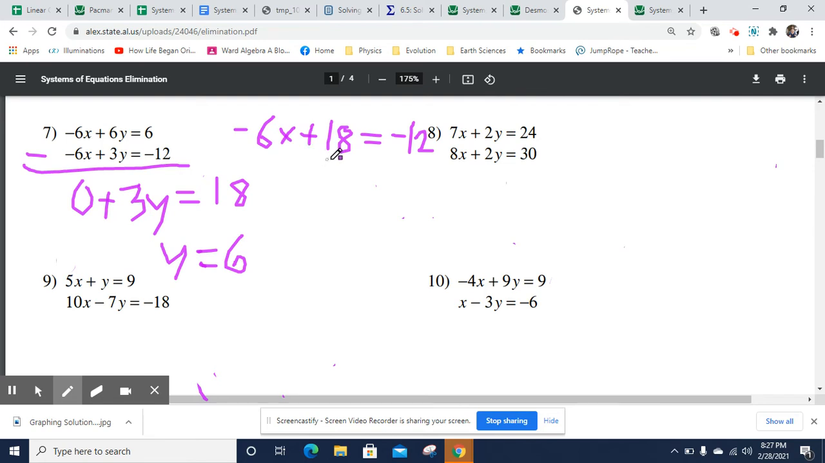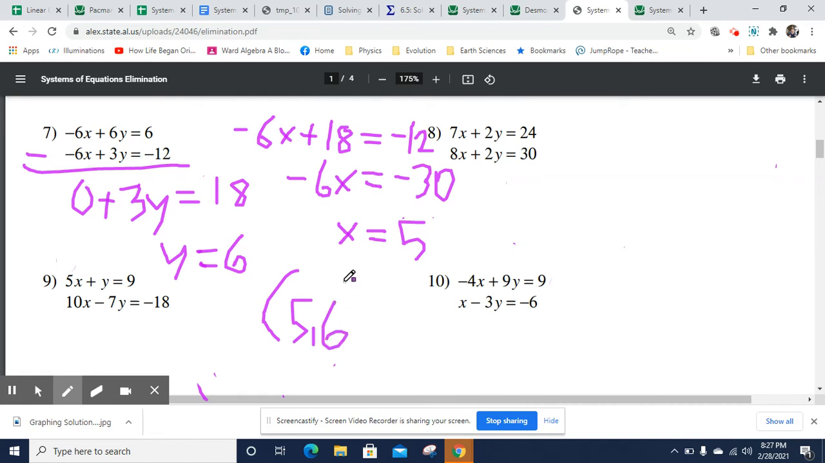And of course, I'll subtract 18 from both sides. I'll end up with negative 6x. And if I take 18 away from both sides, negative 12 minus 18 is going to be negative 30. And then I'll divide both sides by negative 6, and x will equal negative 30 divided by negative 6, which is positive 5. So I have a solution at 5, 6. And there we go.